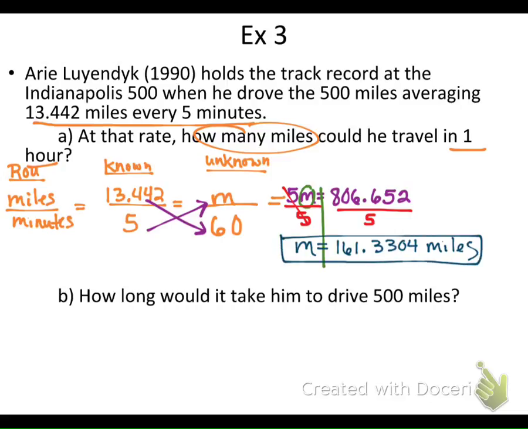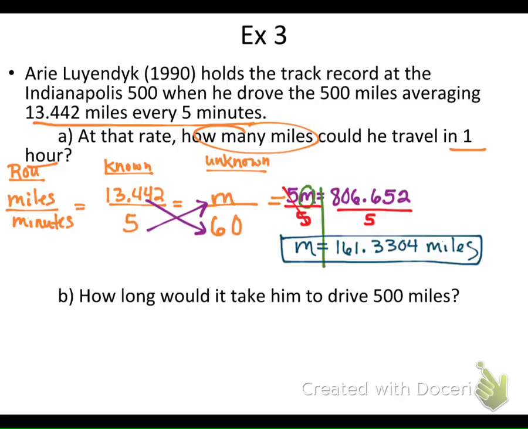Now, because we cross multiplied with the variable first, I had enough room then to write my units. All right, let's go to the last part of the example problem.